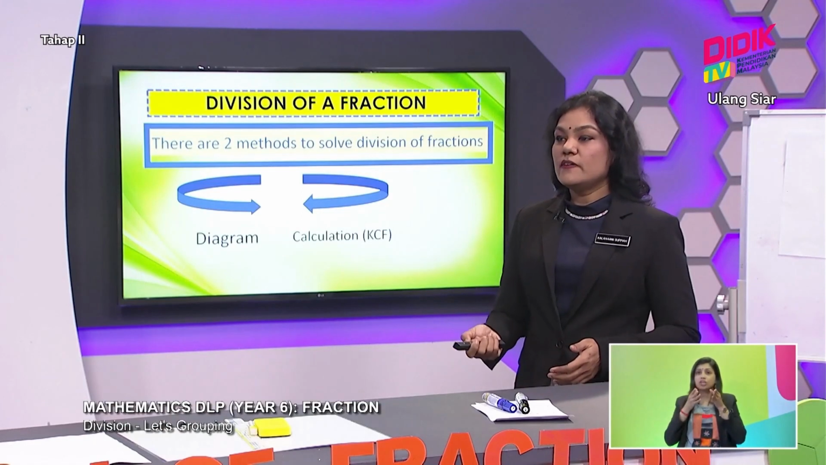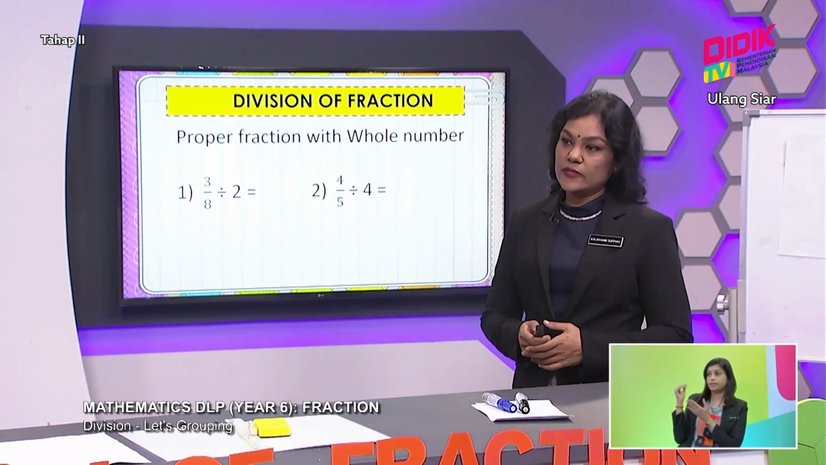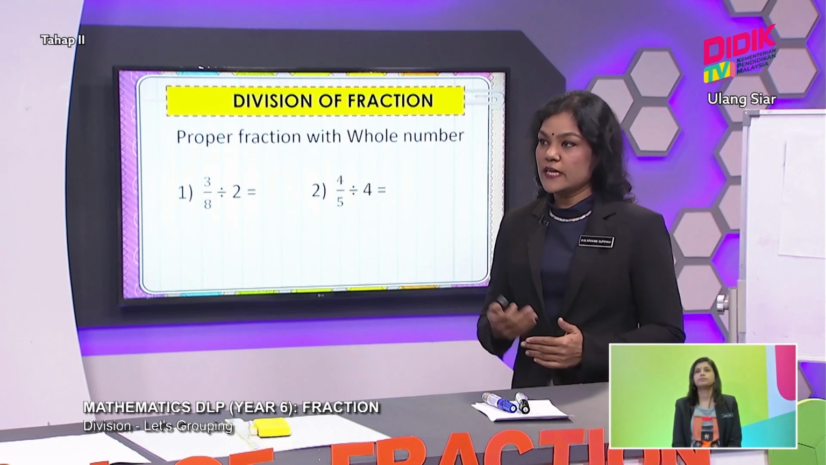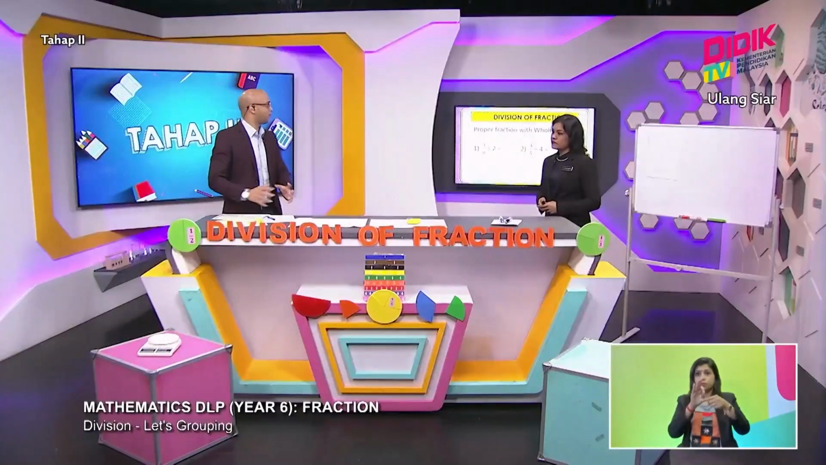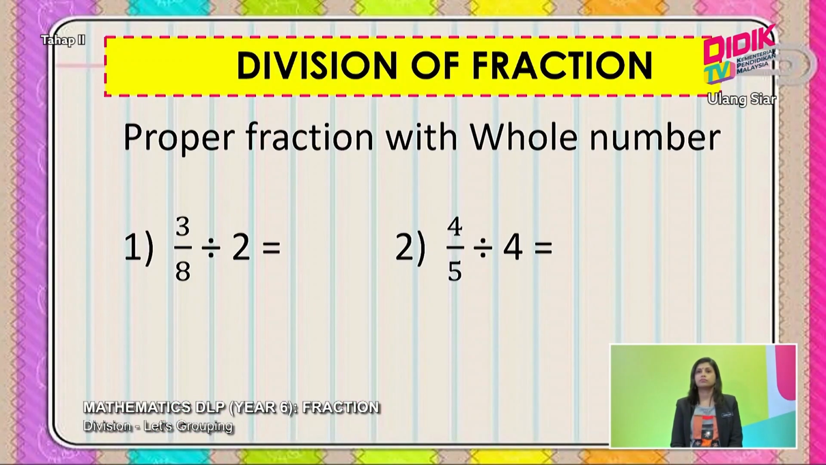Now we will focus on the diagram. So, proper fraction with whole number. How do we divide a proper fraction by a whole number? Sean, can you read the first question? The first question is 3 over 8 divided by 2. Yes, the 2 is the whole number, and 3 over 8 is the proper fraction.